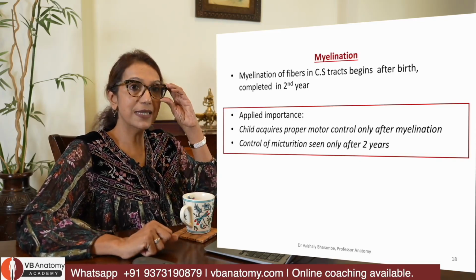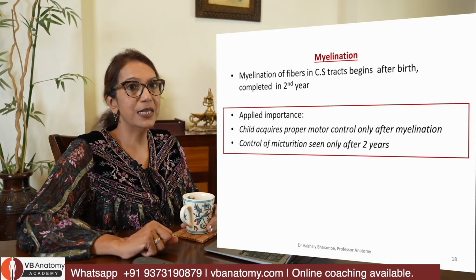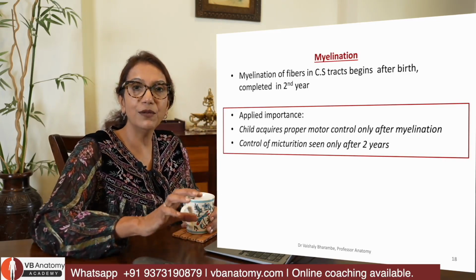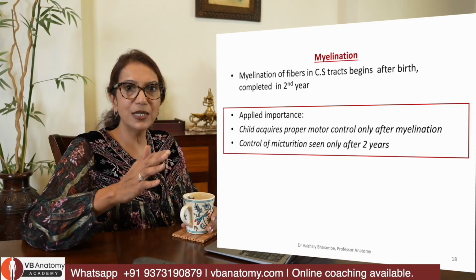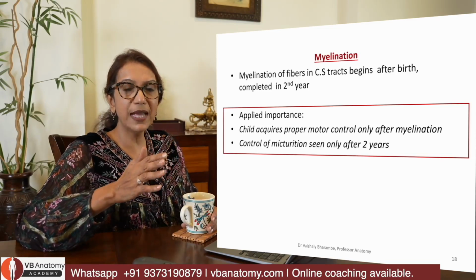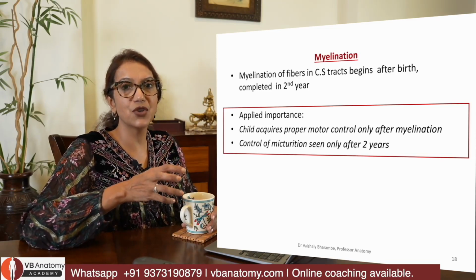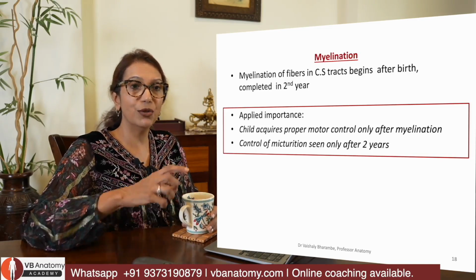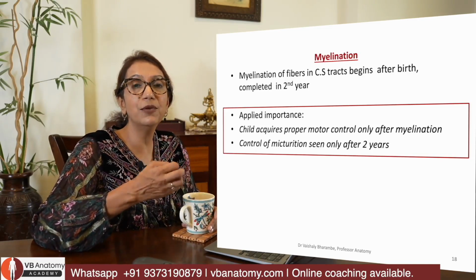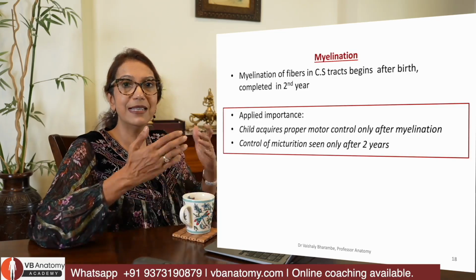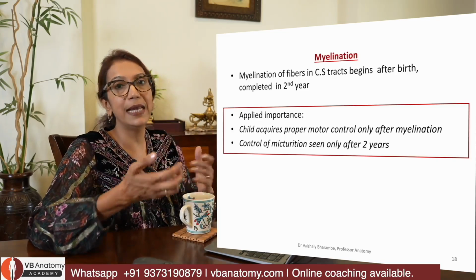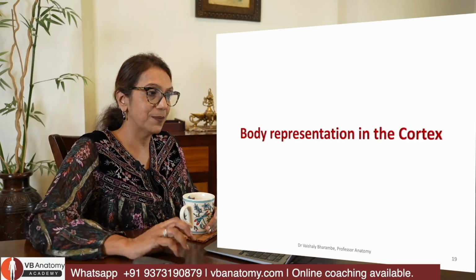So what happens is that, look at a child, the motor activities of the child. By the time the child is 2, the tracts which are controlling micturition in the child have got myelinated. So the child soon develops ability to control micturition. So this is related to development of myelination of these tracts.